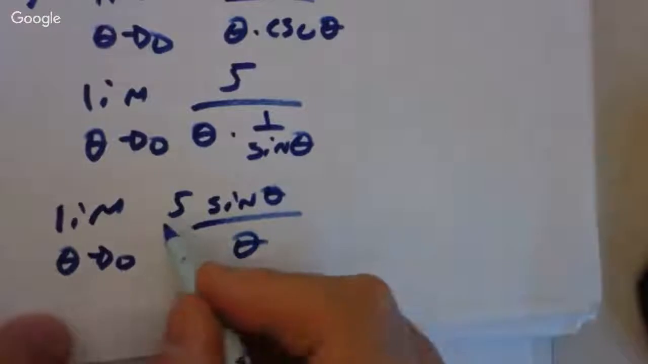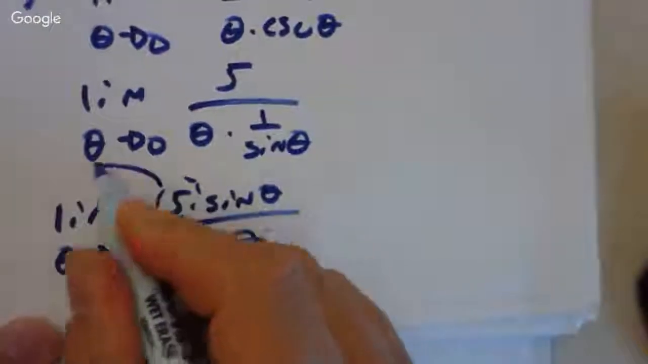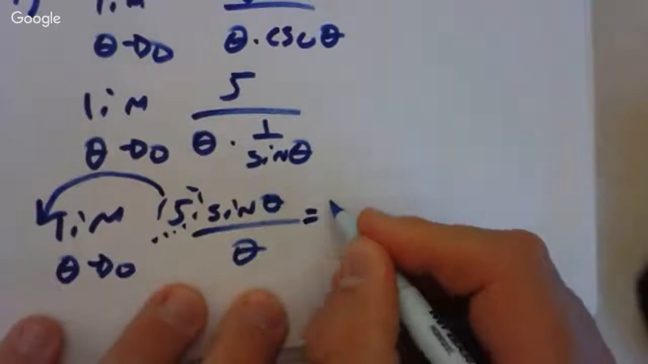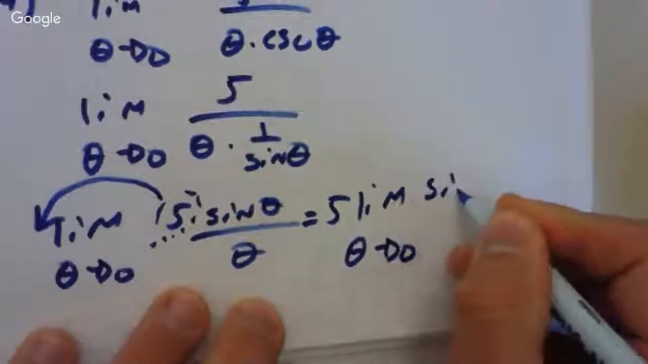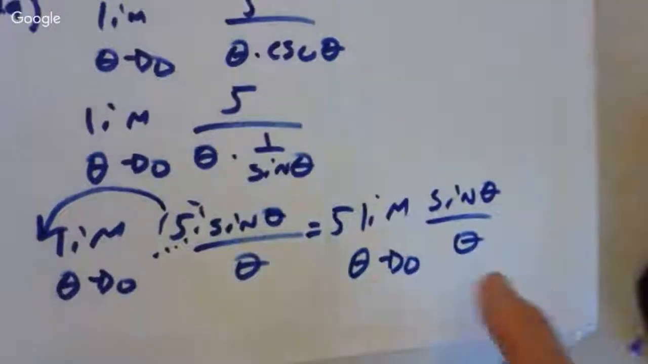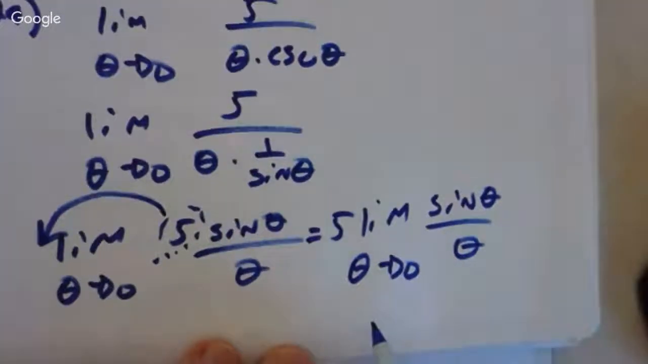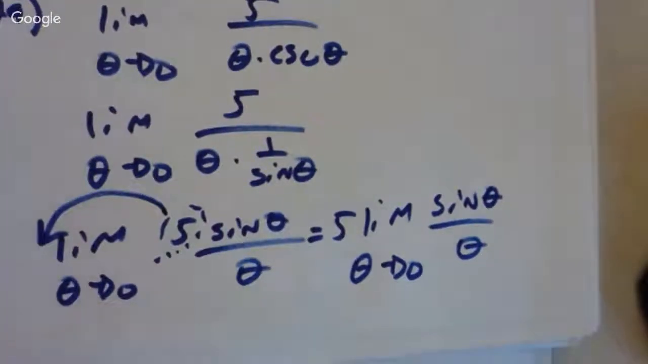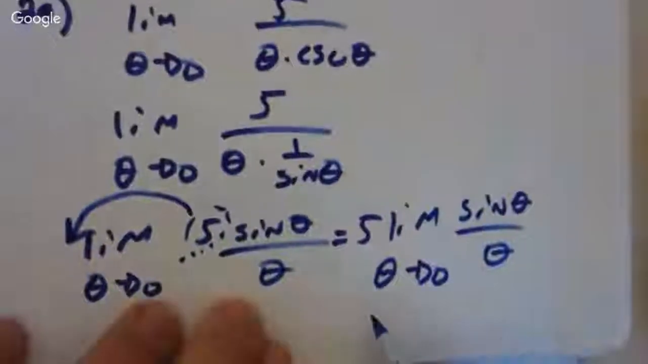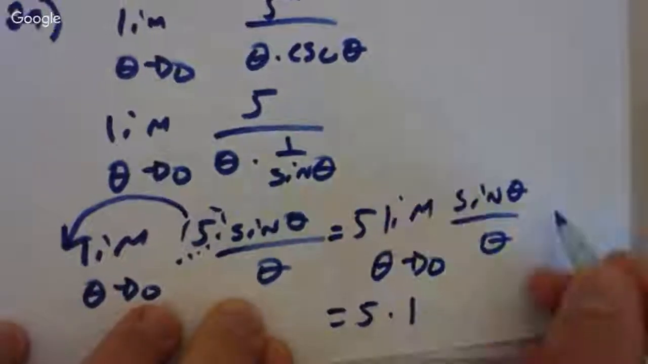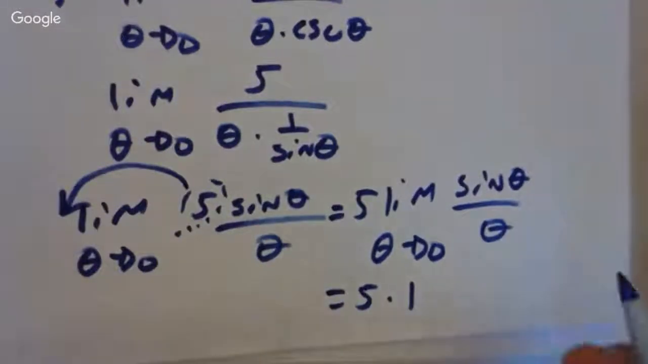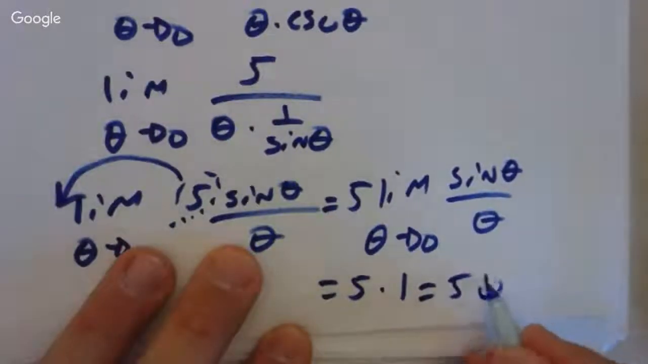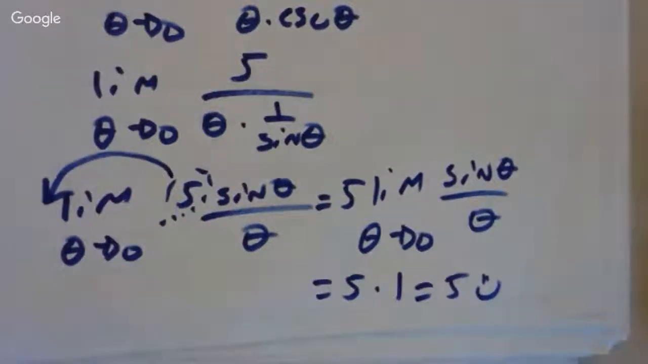All right, now we can break it up. What can we do with this 5? It goes outside of the limit. What's the limit of that? 0? No. Multiply by 5. The limit of that is 1, not 0. If it was 0, it wouldn't be so interesting. But it's interesting, so it's not 0. It's 5 times 1, which is 5. Yay.